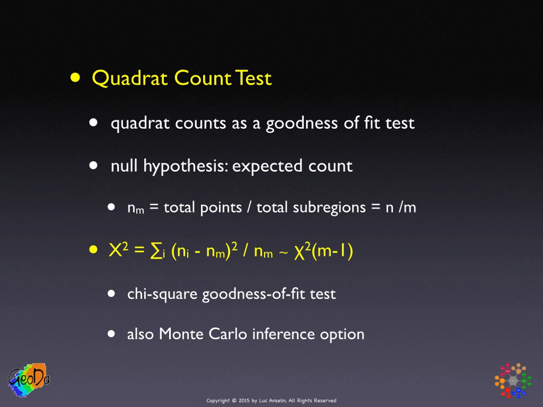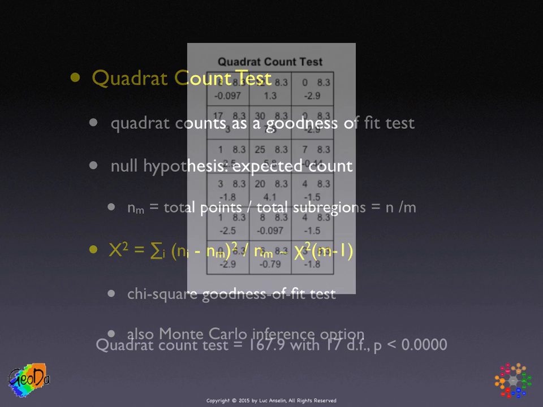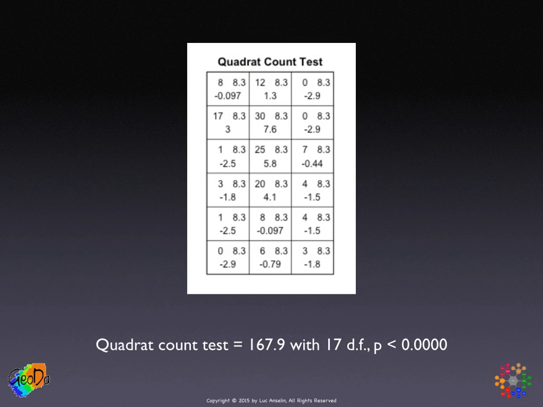So what does this look like for our example? If we have, again, our 3 by 6 set of grid cells, in each of the cells we have 3 values. We have the observed count, for example, in the upper left corner, we have 8 points in that box.